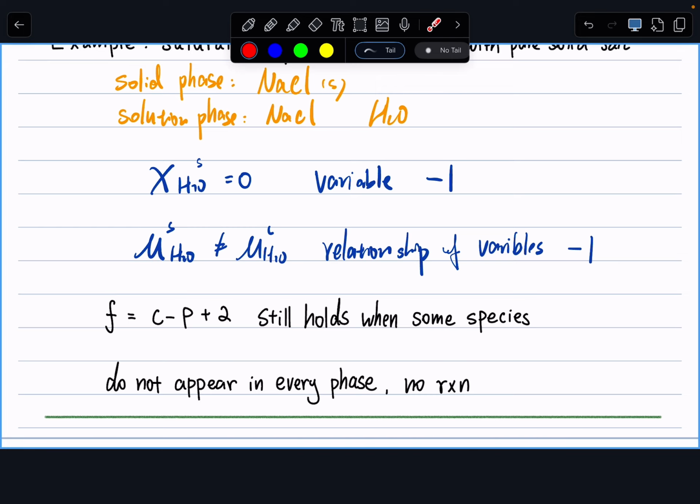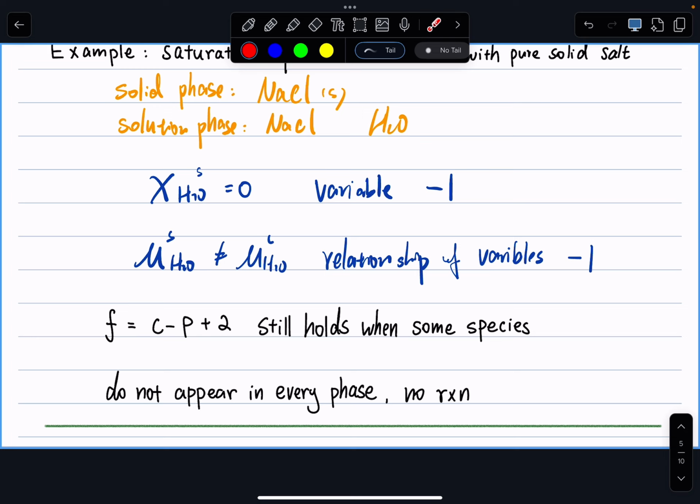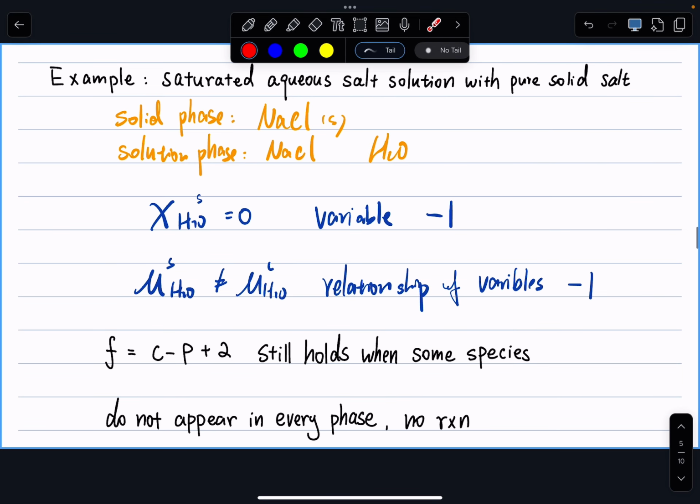All right, and let's see one of the examples that we have. Yes? Going back to that last thing, would that be because C and P are both decreasing? Correct.